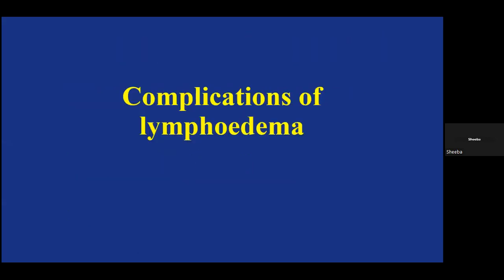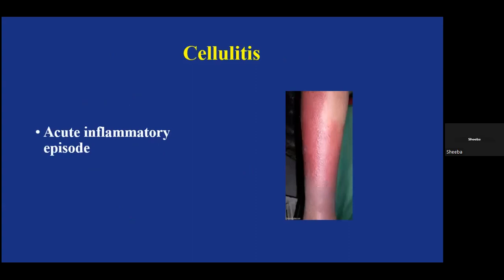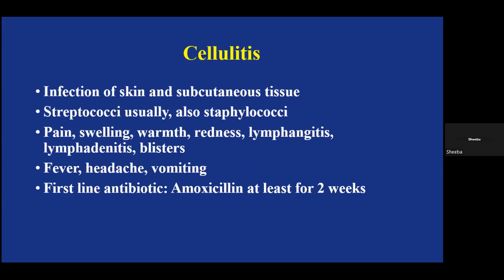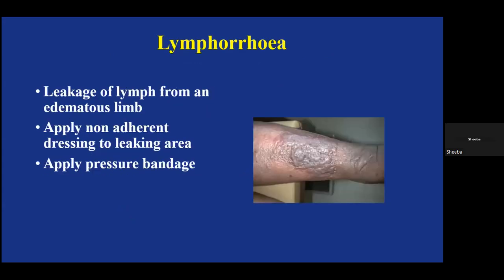And there are two complications of lymphedema. One is cellulitis. If the patient has cellulitis, you can give antibiotics, control the cellulitis, and then do the active management. The second one is lymphorrhea. Lymphorrhea is the oozing out of extra fluid from the lymphedema site. So here, you can do crepe bandages because there is a lot of fluid oozing out from the lymphedema site.